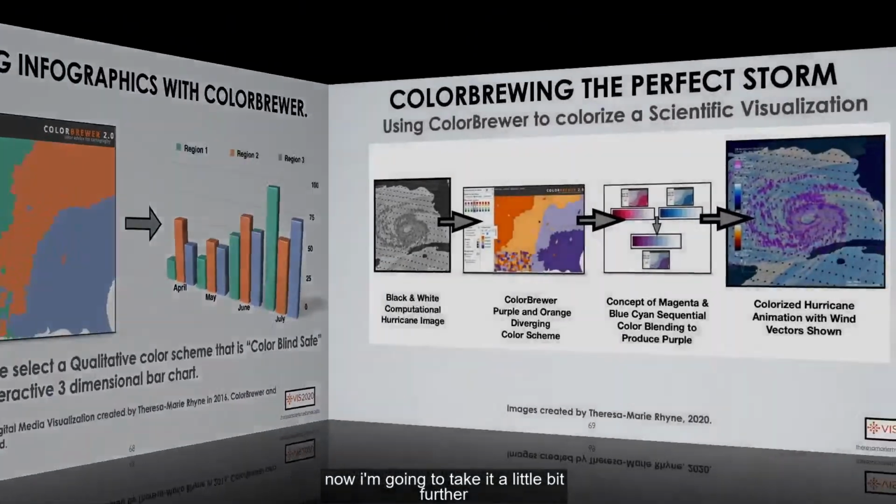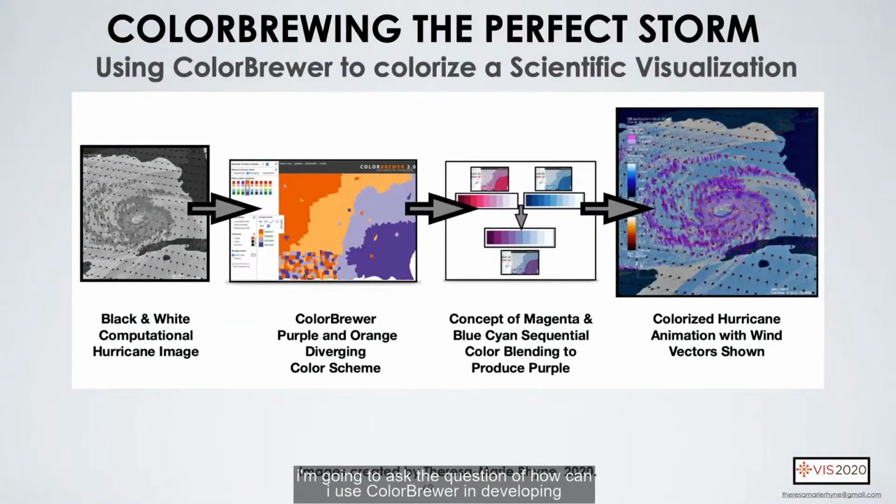Now, I'm going to take it a little bit further. I'm going to ask the question of how can I use ColorBrewer in developing an animation? ColorBrewer was normally developed for maps, but now we're going to do an animation. So let's think about it: we've got a black and white computational hurricane. We've got a hurricane that we know what it looks like as it time steps in black and white. And basically, what I'm going to do is use ColorBrewer and say, okay, I want to achieve this particular color scheme, the purple and orange one.